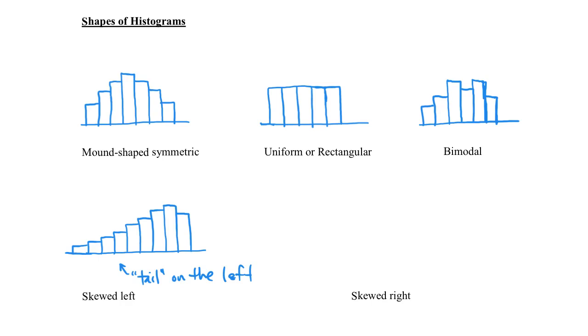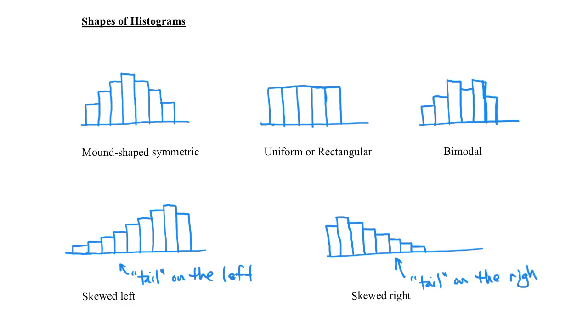And skewed right is exactly what you would think it would be. And they can look different. They don't have to look exactly like what I just drew, but it will be something like this where it looks like it's tailing off to the right. So there's sort of like a tail on the right. And these are just shapes of histograms.